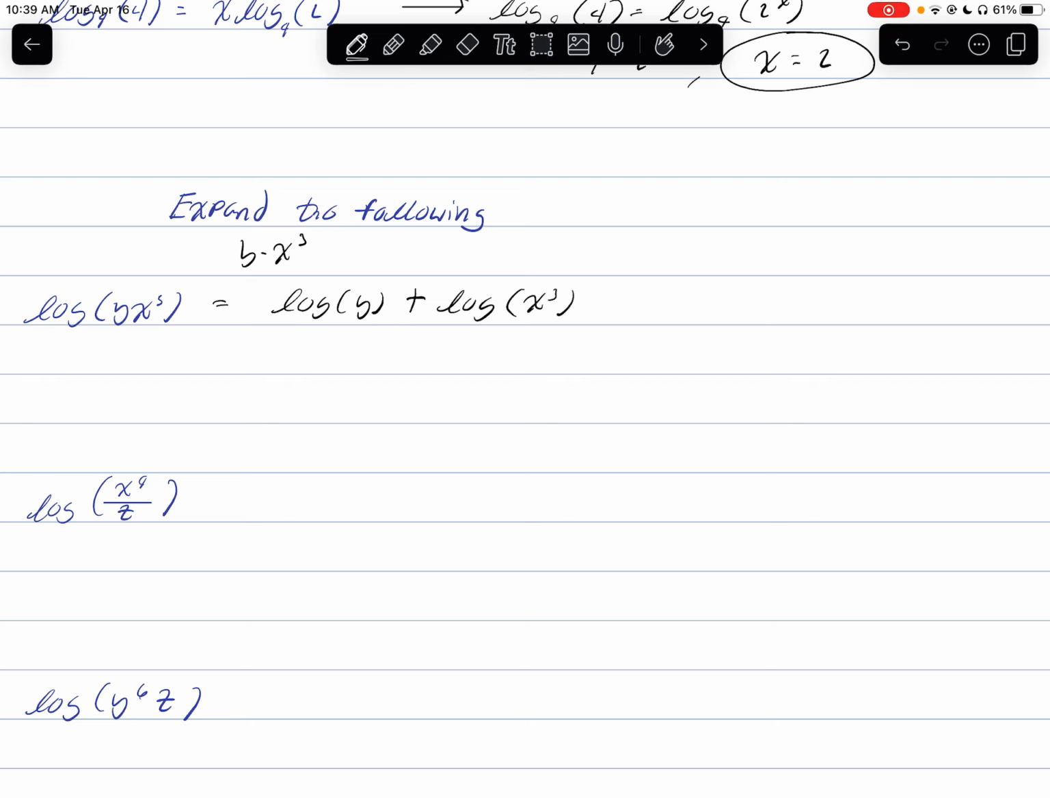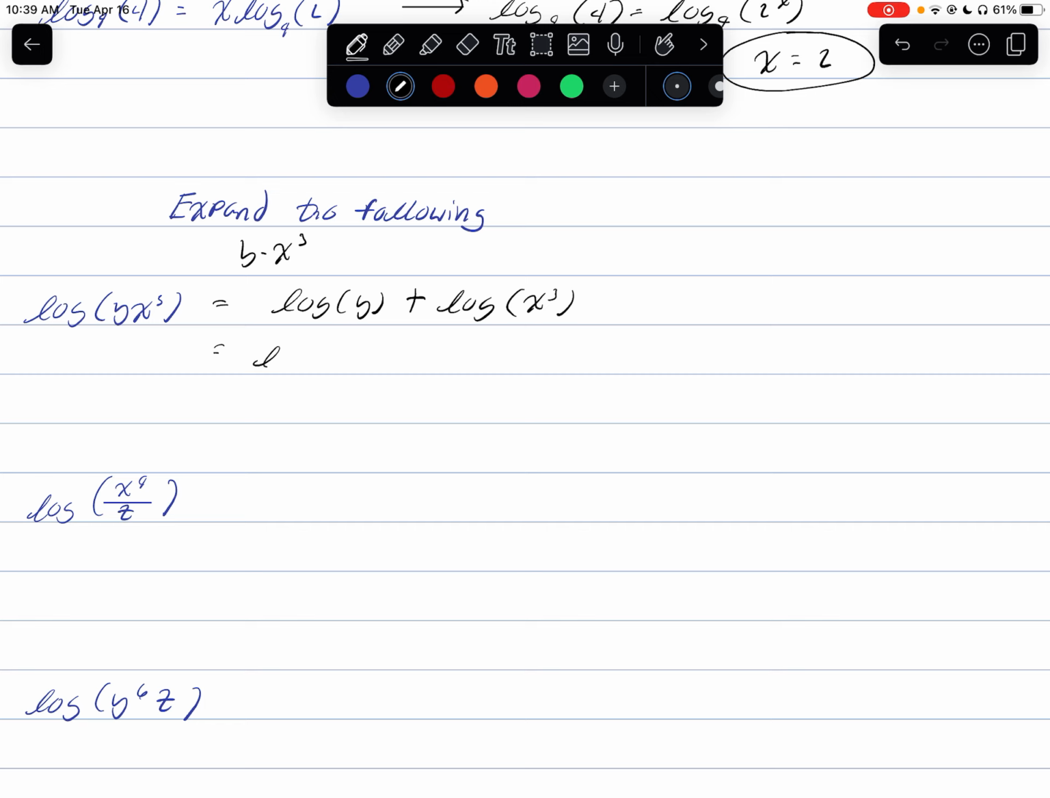And this comes straight from our product rule. Log of m times n is equal to log of m plus log of n. And then we can do one more thing here. We take this log of x to the third, and we can apply our power rule. Our power rule states that log of m to the p is equal to p times log of m. So we can rewrite this as log of y plus 3 times log of x.